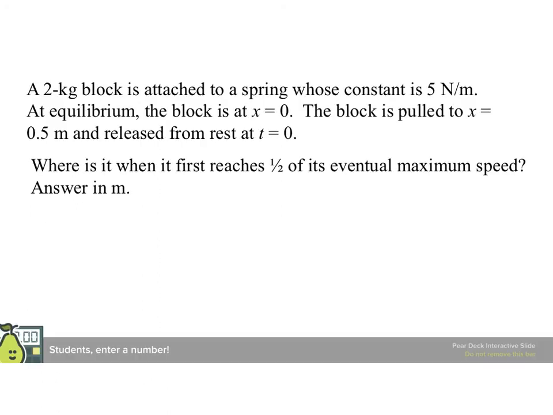A 2 kilogram block is attached to a spring whose constant is 5 newtons per meter. At equilibrium, the spring is at x equals 0. The block is pulled to x equals 1/2 a meter and released from rest at t equals 0. Where is it when it first reaches 1/2 of its eventual maximum speed? Answer in meters. This one is moderately complicated, not terribly, moderately complicated. We have some maximum kinetic energy, right? We want it to have 1/2 the speed.